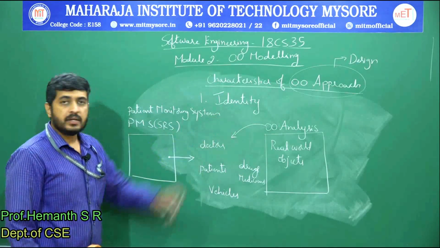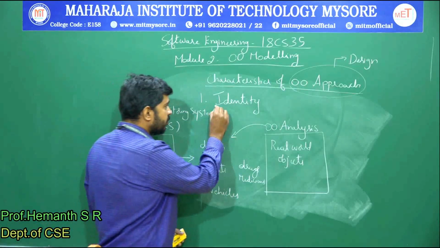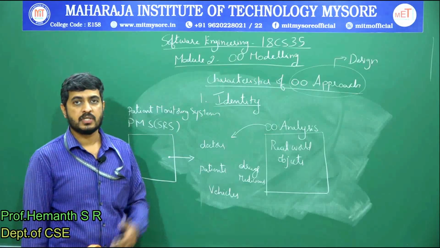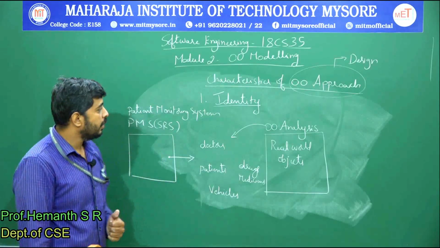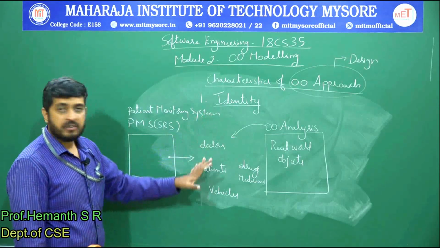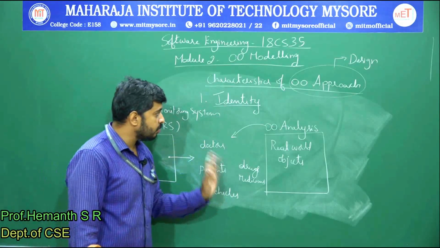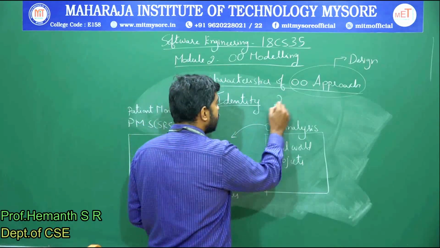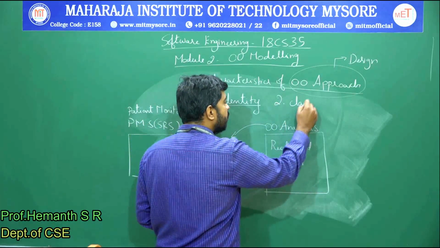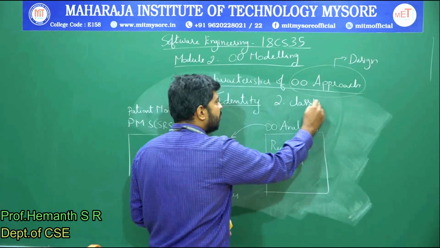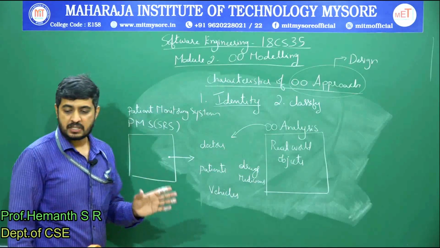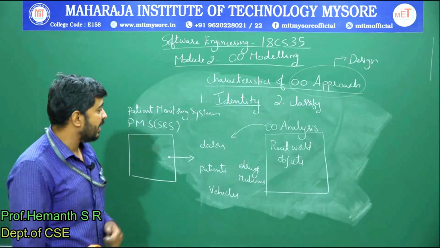So that is identity, the very first step or first stage, which is the characteristics of object oriented approach. This is how we follow. Once done with the identification of real world objects, the next step is to classify them. Second step, classify. How to classify? Classification is done based on the similarity.